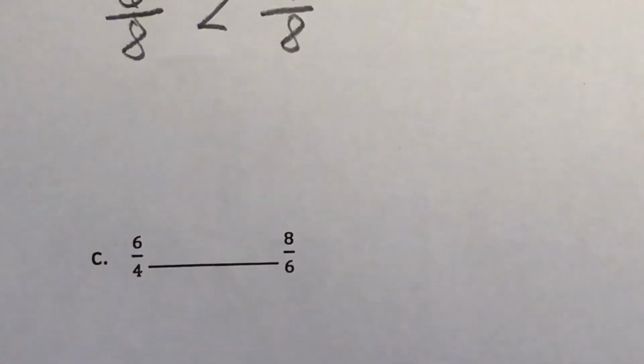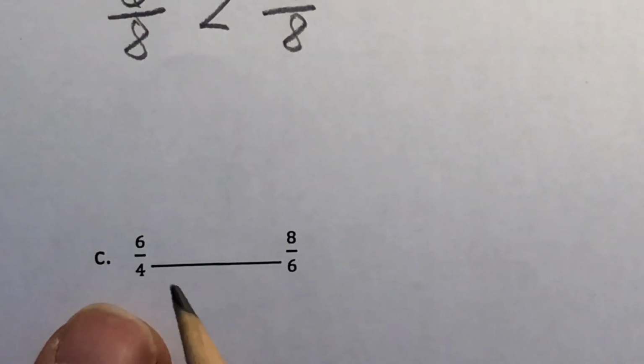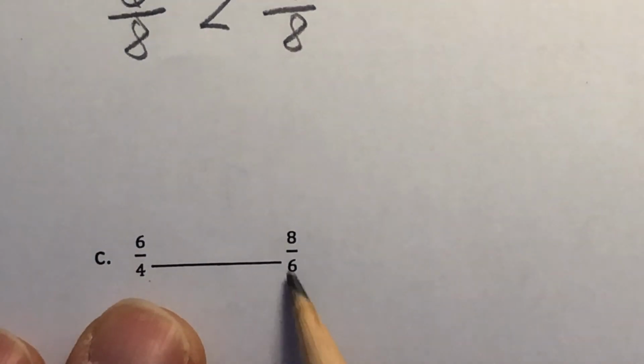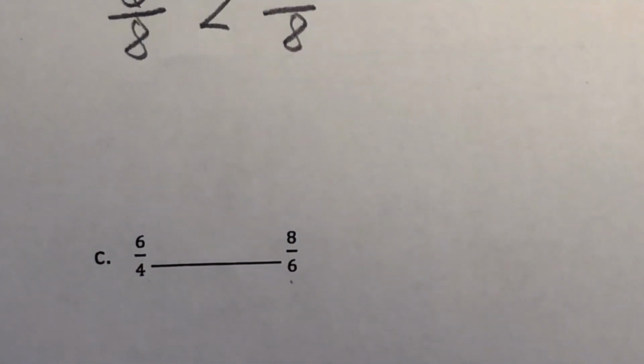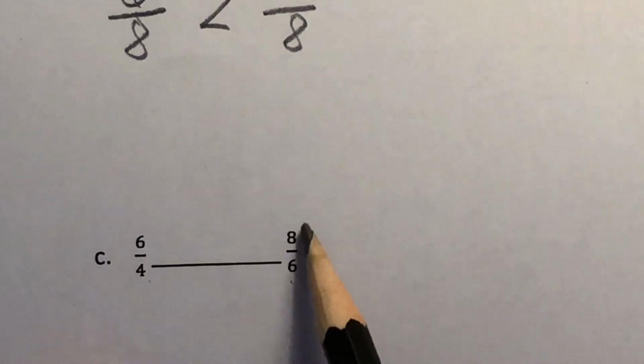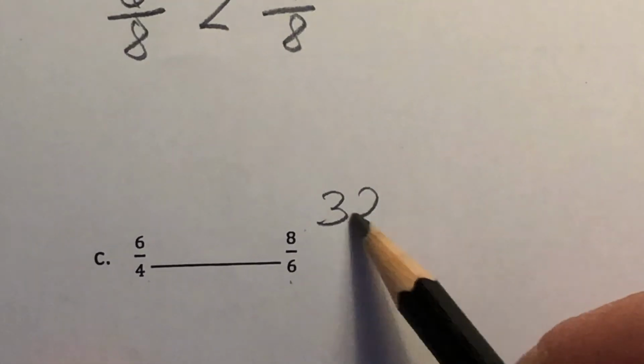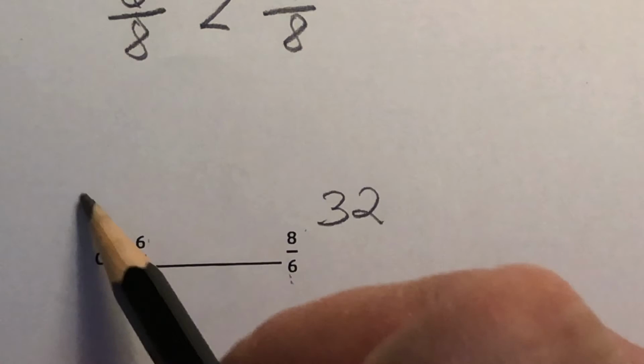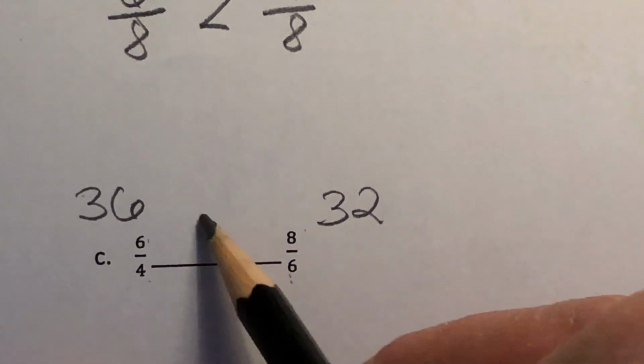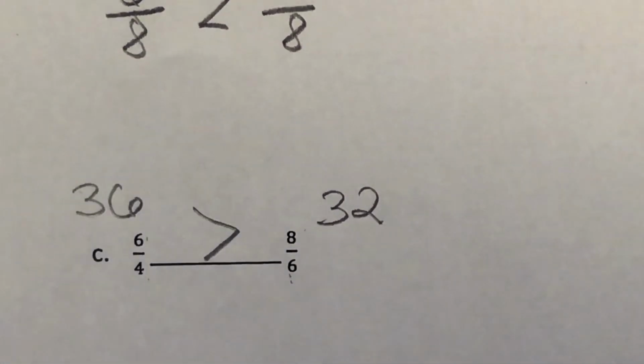All right, then down here, this is dealing with fourths and sixths. The closest related fact I have between those is actually twelfths, okay? But 24 is also a related fact. So if I do 4 times 8, 32, 6 times 6, 36. 6/4 is greater than 8/6.